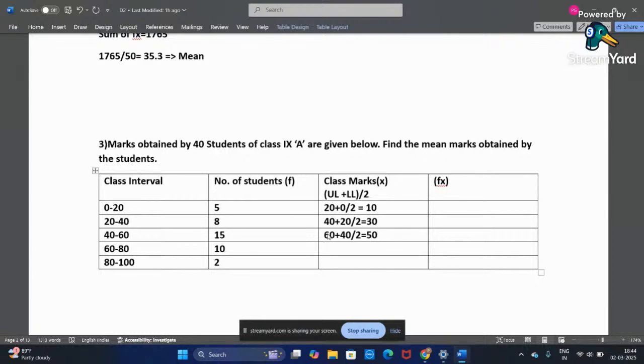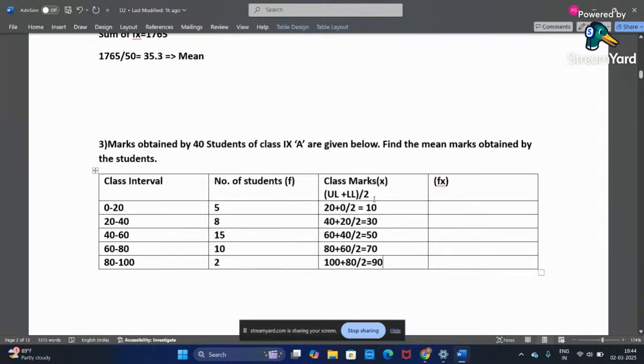Same way, 80 plus 60 divided by 2. 80 plus 60 is 140, divided by 2, we are getting 70. Your upper limit is 100 plus 80 is the lower limit, and we need to divide by 2 to get a class mark. So 180 by 2 is 90. Here these 10, 30, 50, 70, 90 are x values, and we have f values also.